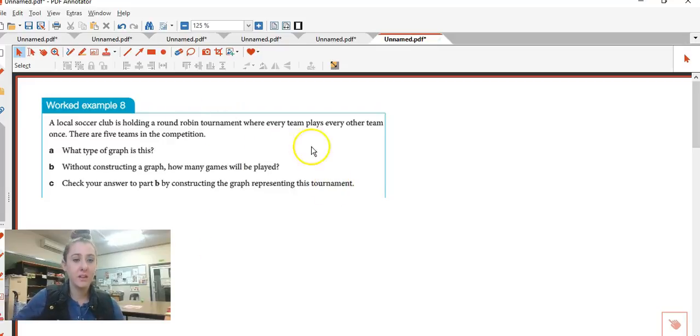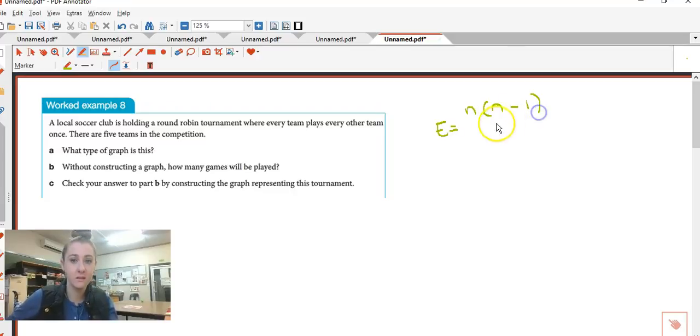So remember we were given this formula in that original table, which told us that the number of edges is equal to n, being the number of vertices, multiplied by n minus 1, divided by 2. So that will give us the number of edges, and the edges in our graph will actually represent the number of games. So when we draw it, you'll see how that comes into play, but without drawing it, you can calculate the number of games that will need to be played. So E is equal to this formula.